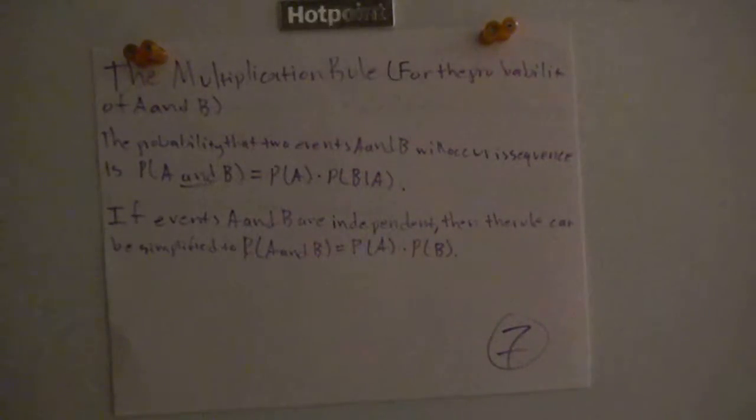The multiplication rule. The probability that 2 events A and B will occur in sequence is the probability of A and B, which equals the probability of A times the probability of B given A. If events A and B are independent, then the rule can be simplified to the probability of A and B equals the probability of A times the probability of B.